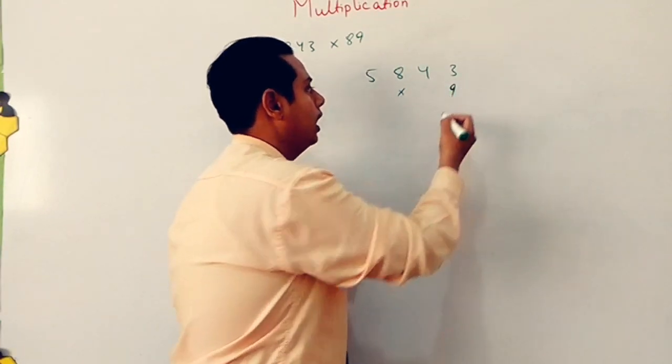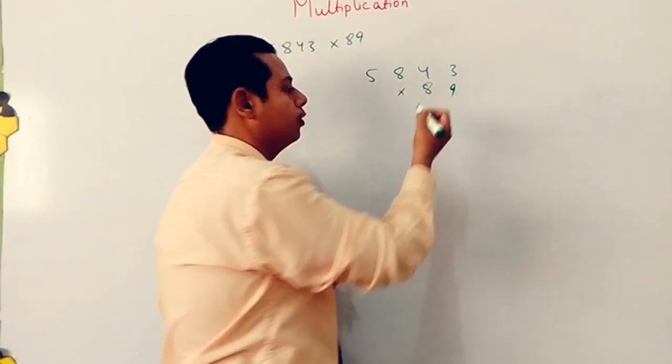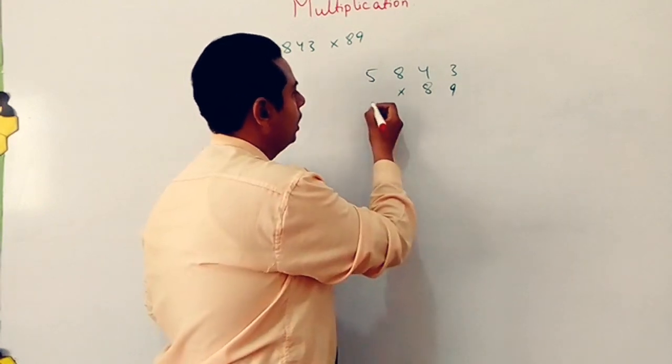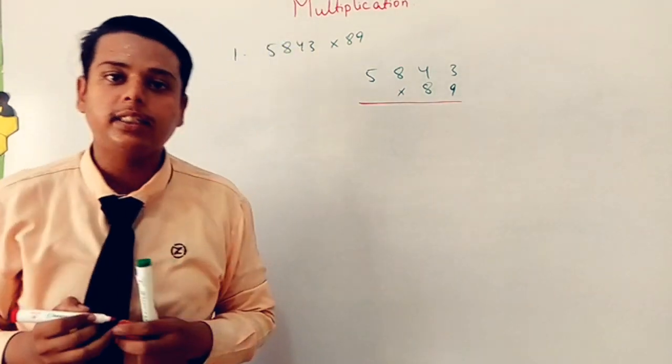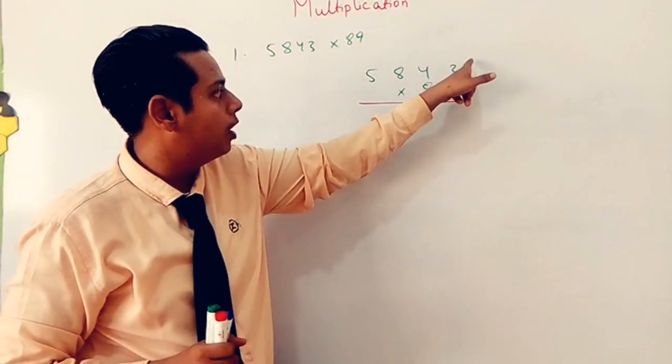Ones means 9, and under the tens, what you will write? Tens means 8 you will write. Now we have to multiply it. The first step is that you need to multiply the first number with all the upper numbers.